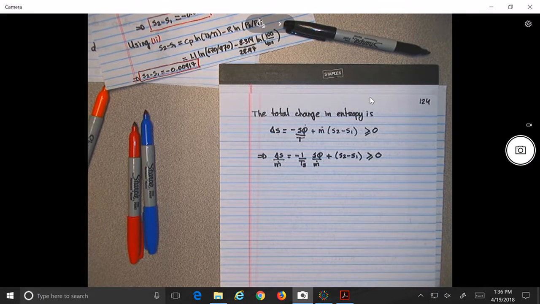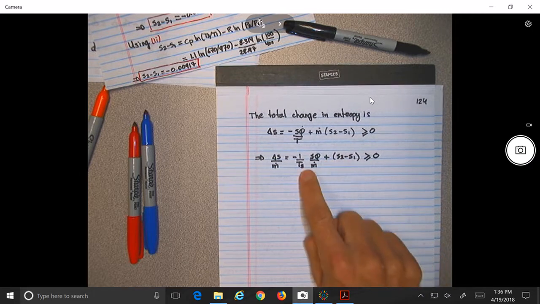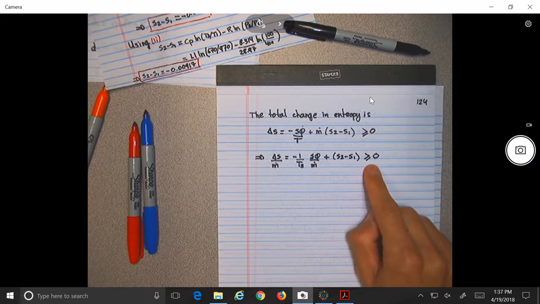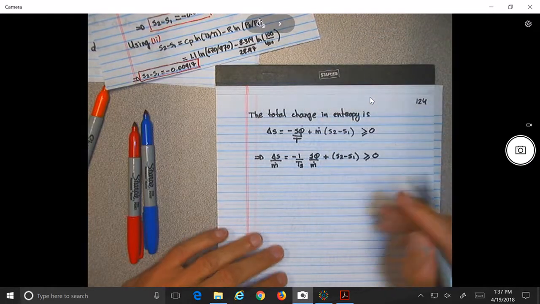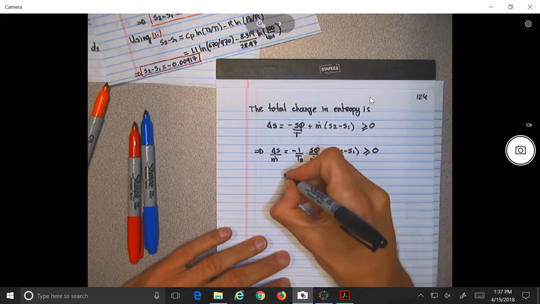So my question was the following. We know that S2 minus S1 is negative. So what needs to happen to this term in order for this process to be possible? It needs to be positive and high enough to make it higher than 0, no? Okay? And that comes from this delta Q.